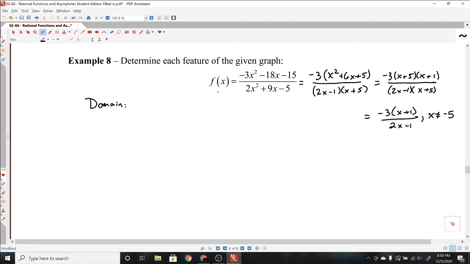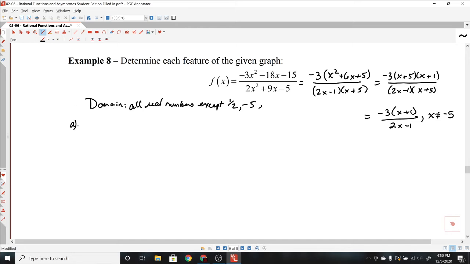All right, so the domain, all we do is from the very beginning of the problem, look at the denominator, find out when it's going to be 0. So this factor would be 0 at 1/2. This factor would be 0 at negative 5. So my domain is all real numbers except 1/2 and negative 5. I didn't call that part A because Delta Math doesn't ask you for it.